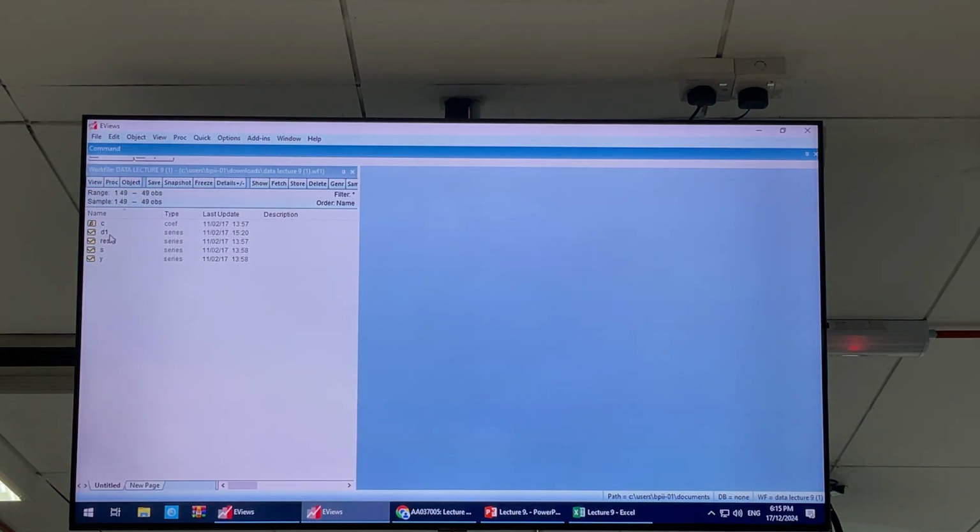Okay, and then we have D1. So in EViews, you cannot use D. This one is up to you. You can use whatever name you want for the dummy variable, but you cannot use D, because D in EViews is reserved for differencing. So here I put D1 instead of D. Okay.